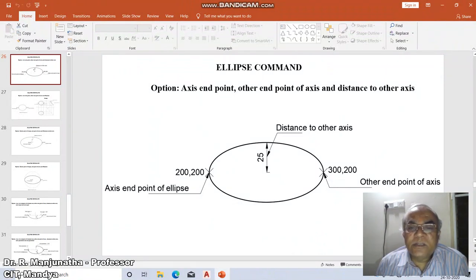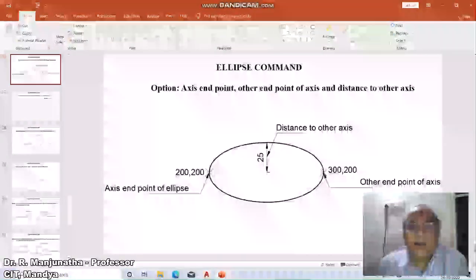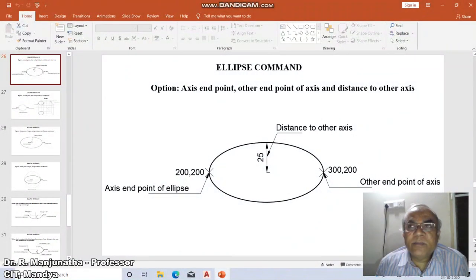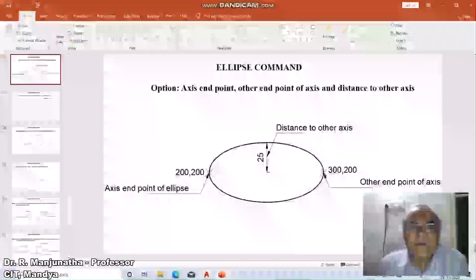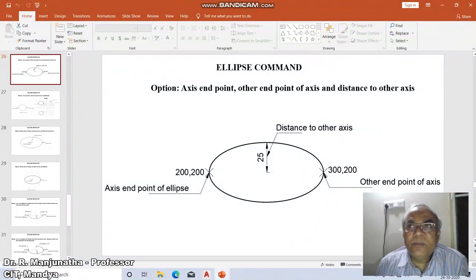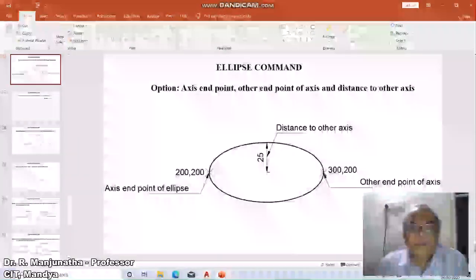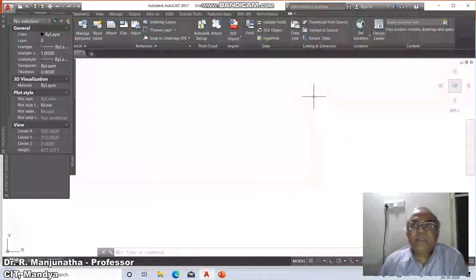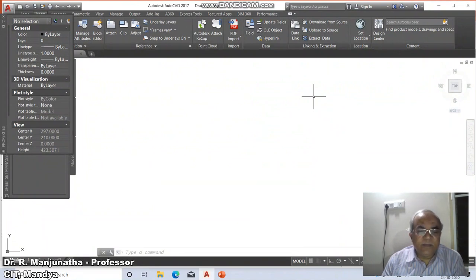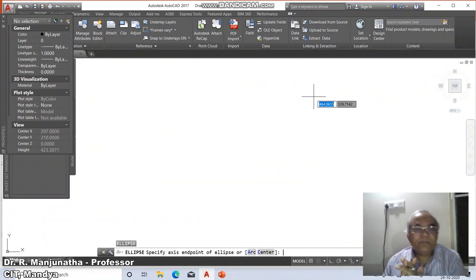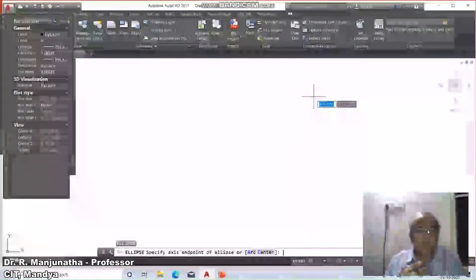So the distance to the other axis, if I give it here, is from the center, because we are considering this as the center line. So from here, if I give the distance to the other axis as 25 mm, then this is going to be the distance to the other axis, which is 25. So now, to do that, the command is ellipse. For that, we will say EL, the shortcut key for ellipse.